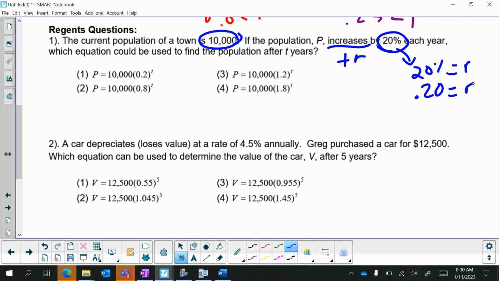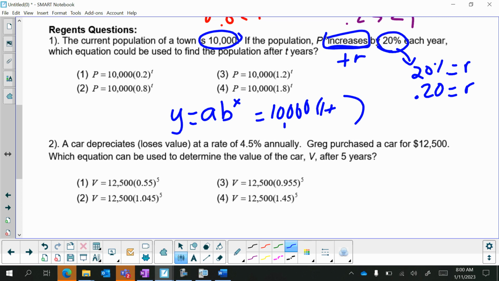So when we set up our equation, we want to set up the equation y equals a b to the x, where a is the initial value. So the initial value is 10,000 times b. So the b is going to be 1 plus the rate, if it's growth, which it is, because it says it's increasing by 20% per year. So that's population growth. So we're going to do 1 plus 0.20 to the x, or to the t. It says time, so we're going to do t.